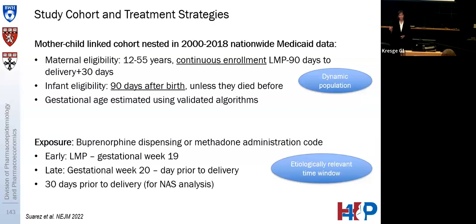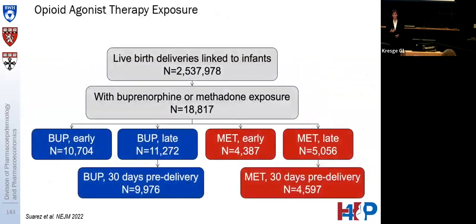Now, in the context of the etiologically relevant window, I do want to highlight that, as has been mentioned before, we don't have information on the start of pregnancy in these data sources. So we have to estimate the date of conception, the LMP date. While we have good validated algorithms available, there's always going to be some misestimation. So this is important when we're thinking about defining that etiologically relevant window. We know we'll have some misclassification there that we need to keep in mind when we're interpreting the findings.